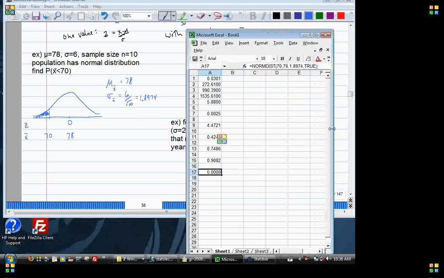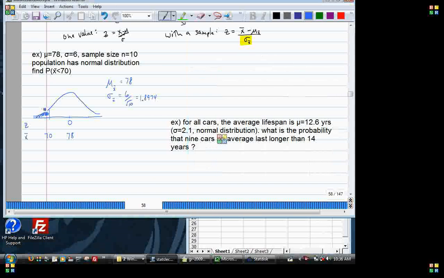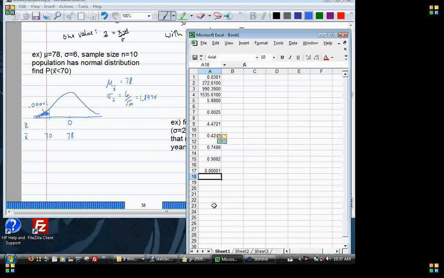Oh, okay. And you get something quite small. Wait, hold on. I need some more places here. There we go. Okay. So it's 0.00001. It's actually quite small. But if we do it through finding the z-score, can we do that? Do you get something close to that? Yes. Okay.